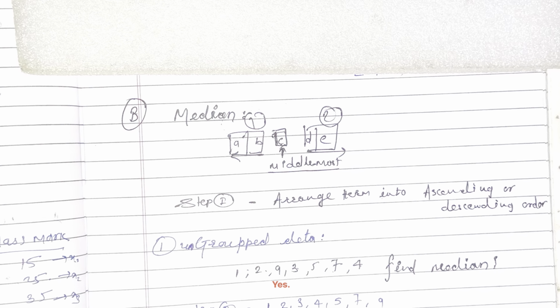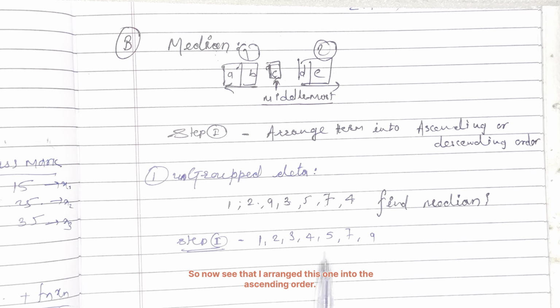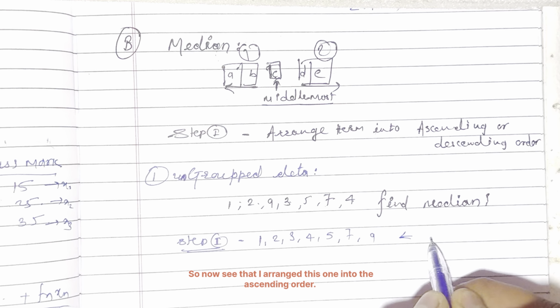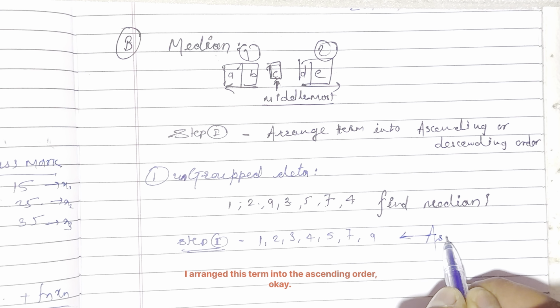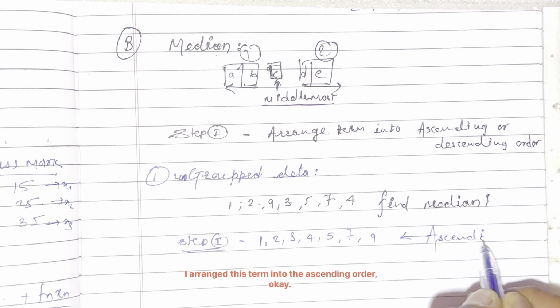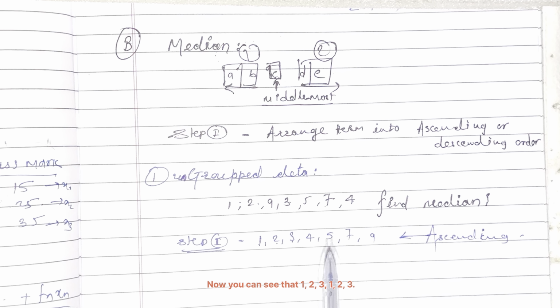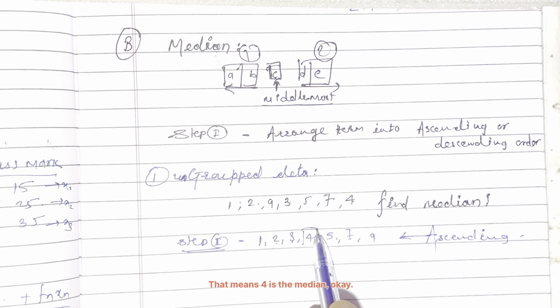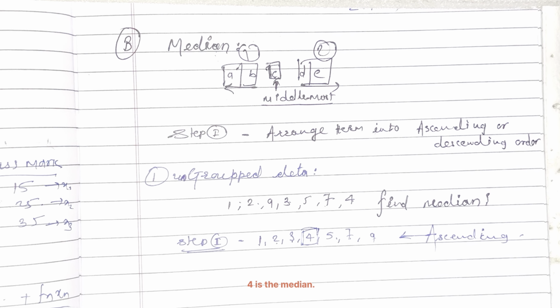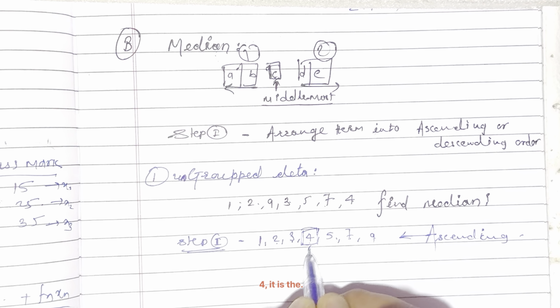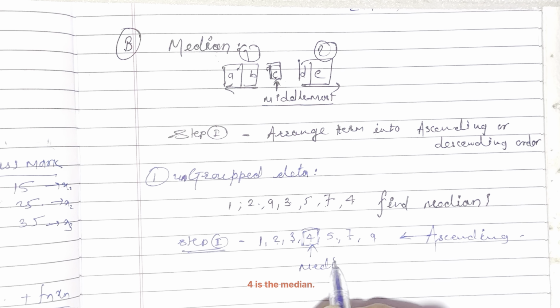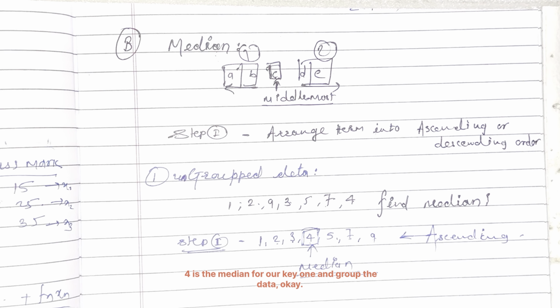So I arranged these terms into ascending order. Now I want the median, the middlemost value. You can see three terms on each side, which means 4 is the median. 4 is the median for our given ungrouped data.